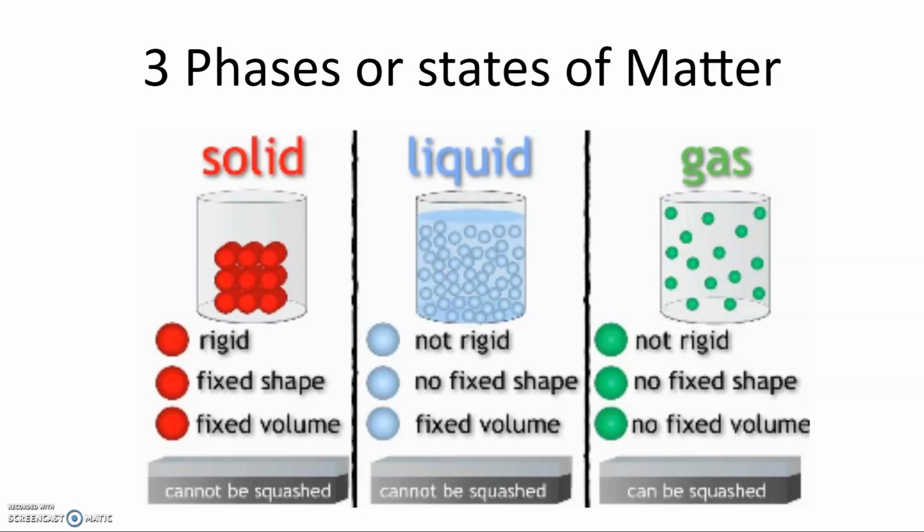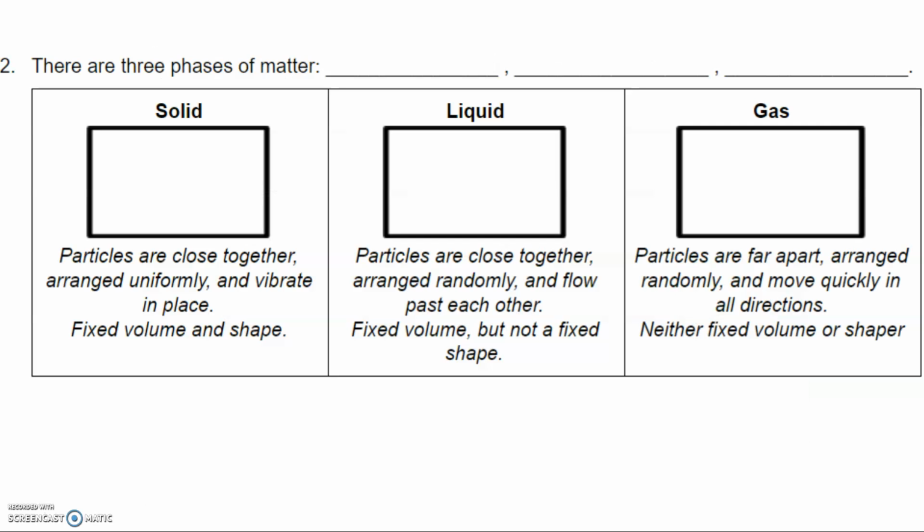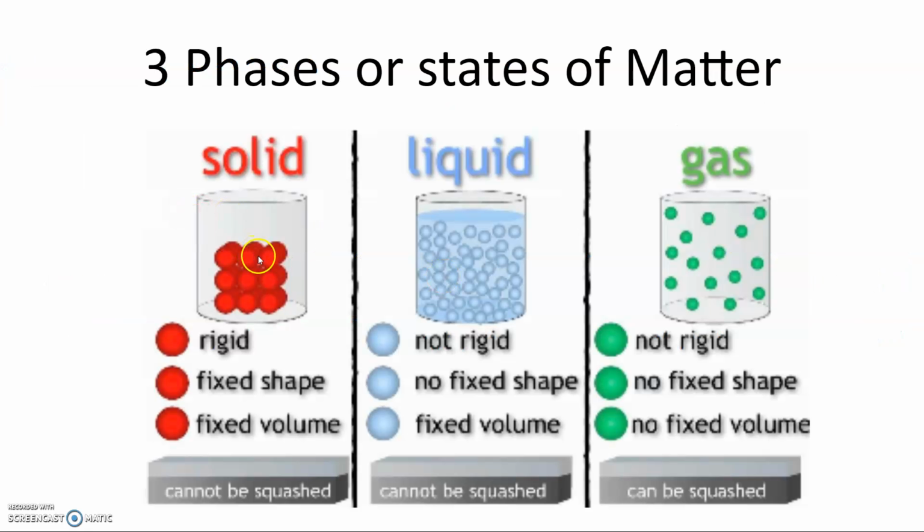Now there are 3 phases or states of matter: solid, liquid, and gas. On your handout, you are going to make sure you write down this information, and what you're going to do in these boxes is draw the particle diagrams of the solid, liquid, and gas. So let's take a look at those particle diagrams. Notice for the solids that the particles, these circles here, are really close together, and they're arranged uniformly, meaning they're arranged in neat rows and columns.